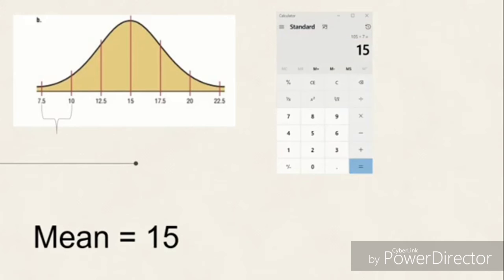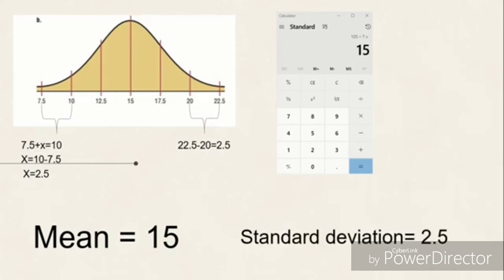Now let's use the left side to get the standard deviation. On the right side, we use subtraction. Now we will use addition. Let x be our standard deviation. So 7.5 plus x is equal to 10, and x is equal to 10 minus 7.5. So our x, or standard deviation, is equal to 2.5. Now we will use subtraction: 22.5 minus 20 is also equal to 2.5. Therefore, our standard deviation here is 2.5.